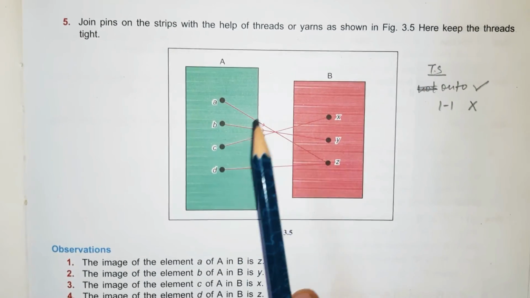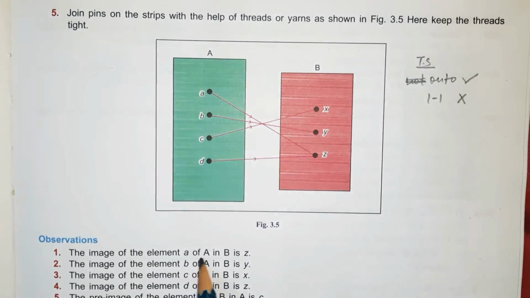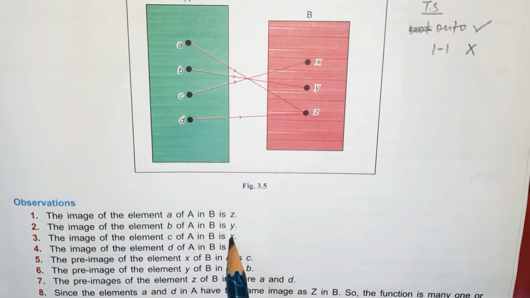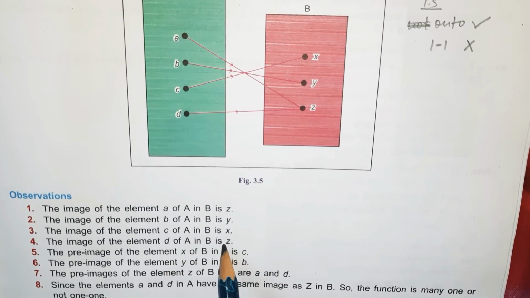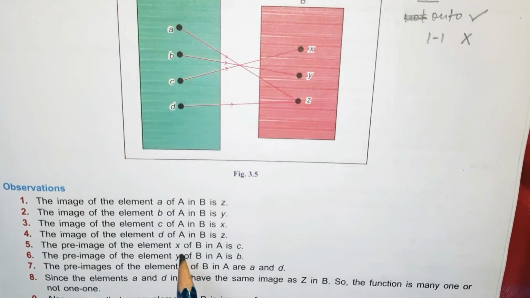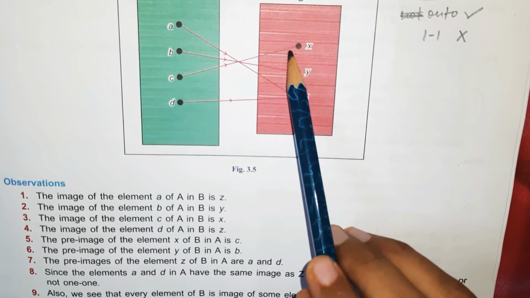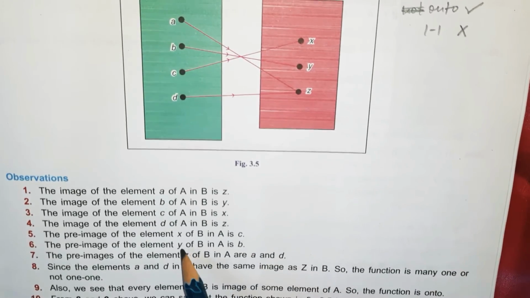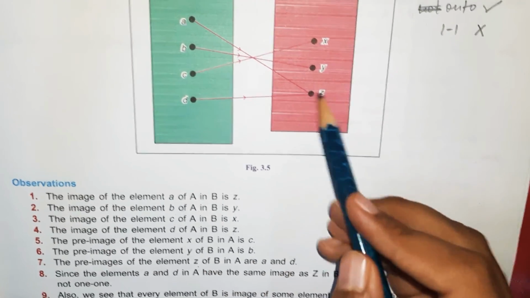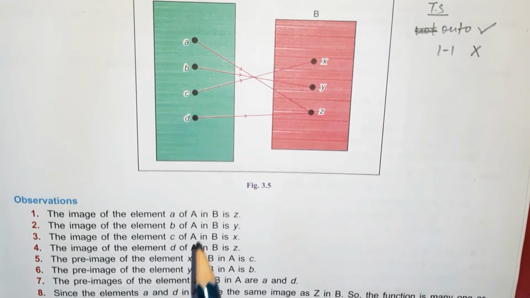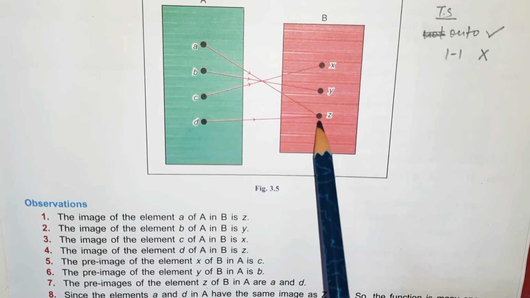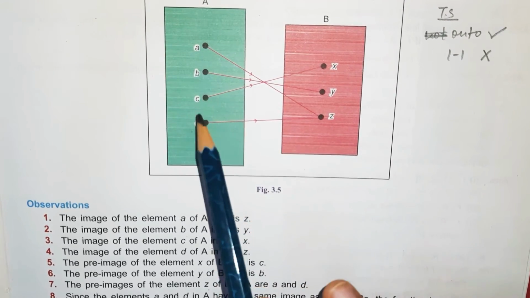Now firstly see, if I talk about the image of the element, A is Z, B is Y, C is X, D is Z. Now see, if I talk about the pre-image, of X is C, of Y is B, of Z is A and D. Now what can you conclude? A and D have the same image, and Z has 2 pre-images.